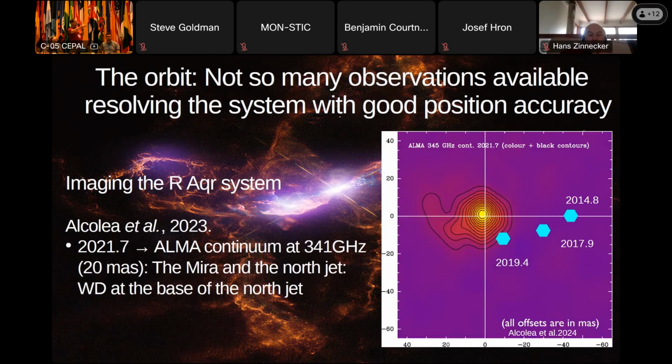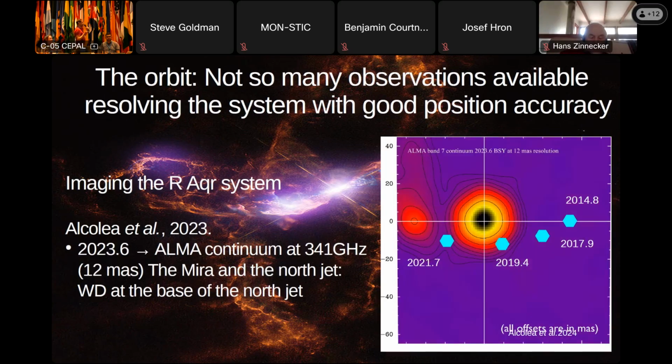So here we have the AGB with an extension, and we suppose that at the base of the outflow, we must have the white dwarf. Of course, we don't know exactly if it's here. There is some position error, but it must be in this area. And 2 years later, he repeated the observation, and in that case, we can easily see the white dwarf at that position, and the AGB is still there.